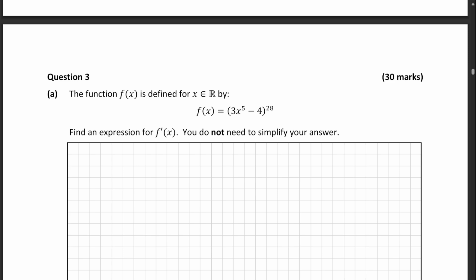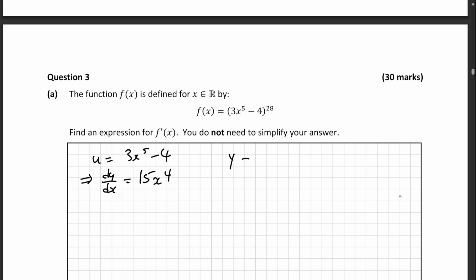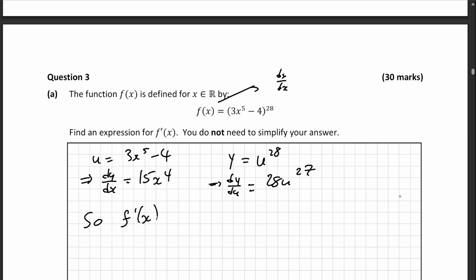Okay, so chain rule. U equals 3x to the 5, take away 4. So du by dx is 15x to the 4. And then y equals u to the 28. So dy by du is 28u to the 27. So f dash of x, which we can equivalently write as dy by dx, but we want it as f dash of x. So f dash of x is dy by du times du by dx. So it's 28u to the 27 times 15x to the 4.